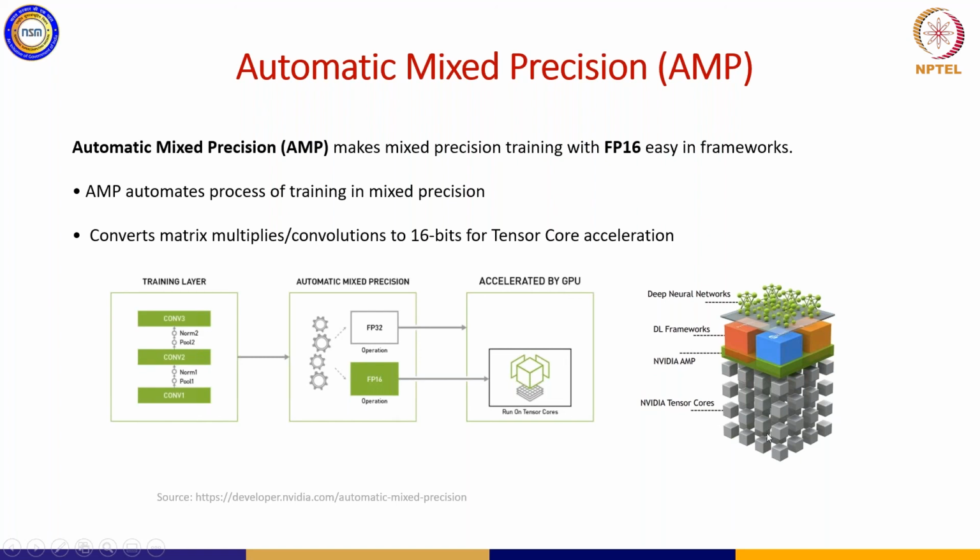And for example, here you have your deep neural network, the DL frameworks are here, and under the frameworks it is enabled with automatic mixed precision, which will be handled by the Tensor Core.